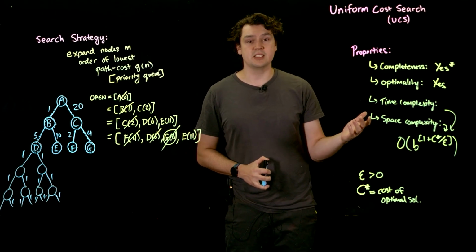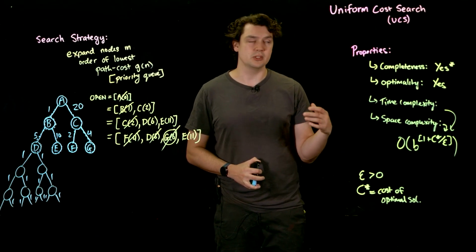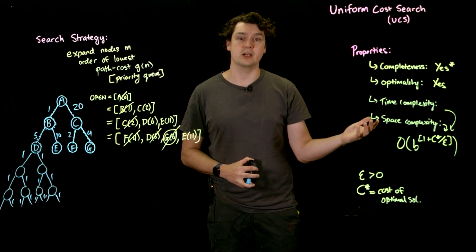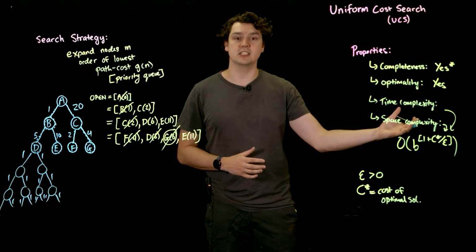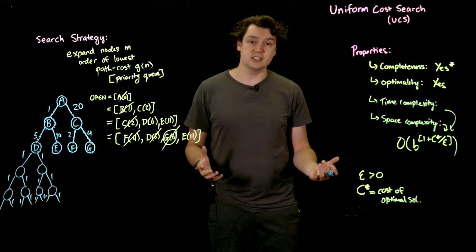In that case, BFS is not guaranteed to find the optimal solution, and UCS is definitely our preferred algorithm. We need to use UCS. It gives us a complete and optimal solution, and it's quite fast.